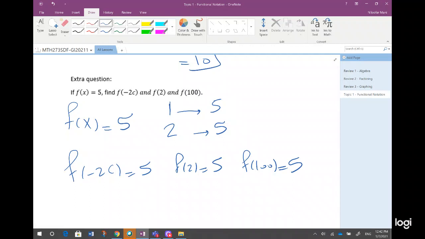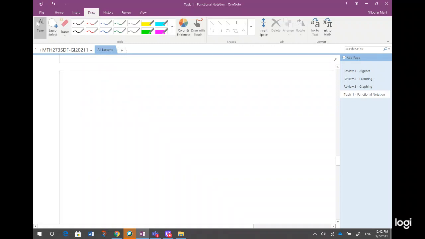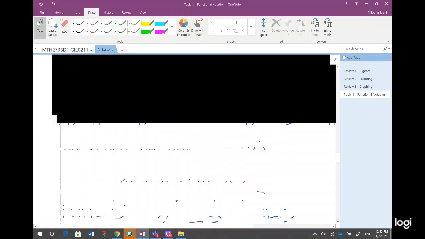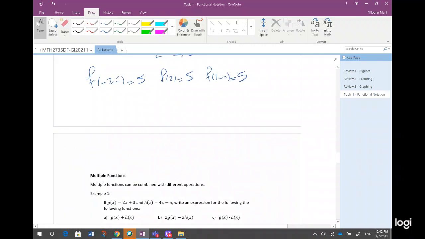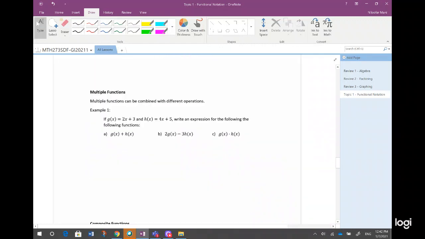So now, let me just see something. Yeah, so I can continue here. Okay, multiple functions. I can do operations on functions. For example, I can add functions, I can subtract functions, I can multiply a number with functions, or I can multiply 2 functions. I can do that. So if I have several functions, what should I do?